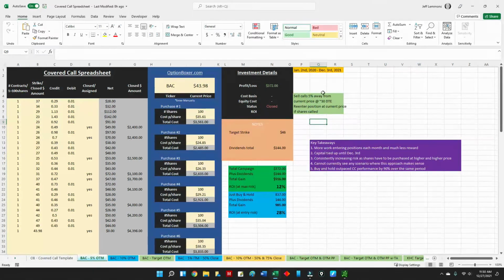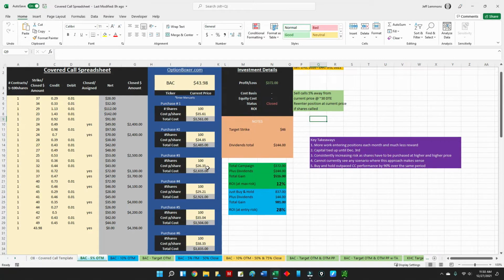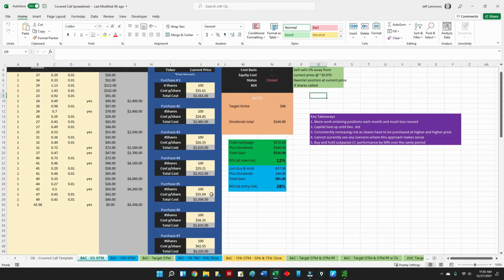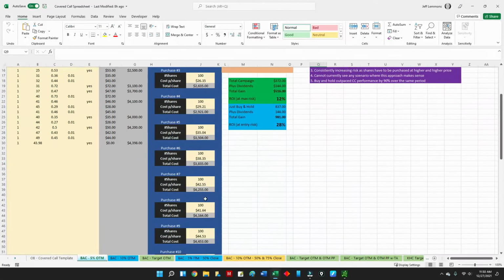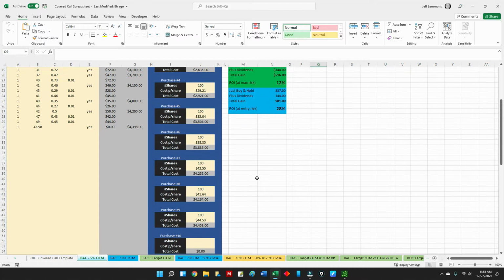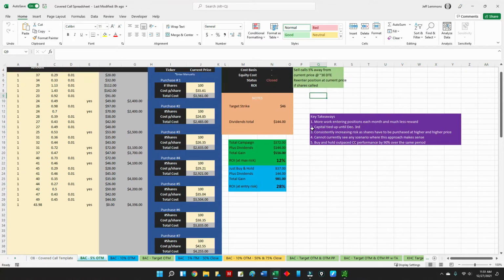Capital was tied up until December 3rd, and that becomes relevant here in a minute when you look at some of the other approaches to the covered call strategy. And then there was consistently increasing risk as shares have to be purchased at higher and higher prices. The market started to rally, so I had to buy shares at an increasingly higher cost, all the way up to as high as $44.53 at the highest. So not ideal in that scenario.